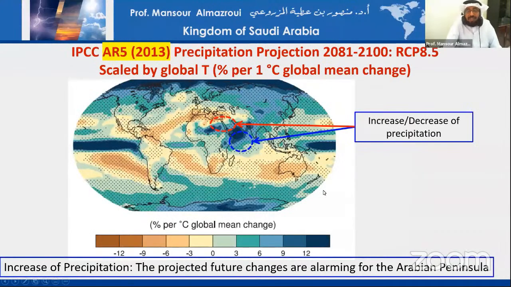And now this shows the Assessment Report 5 of 2013. And it shows that there is a shift in the weather. The northern part of Arabia shows a decrease of rainfall, and the bottom part shows an increase. We're going to explain this figure to you later.